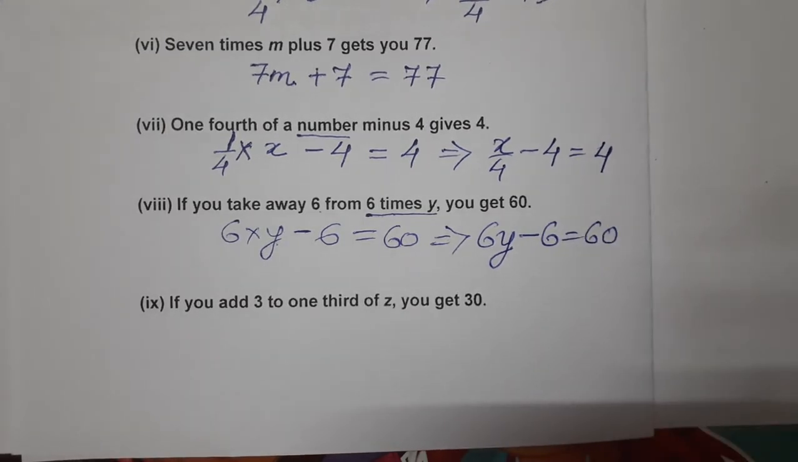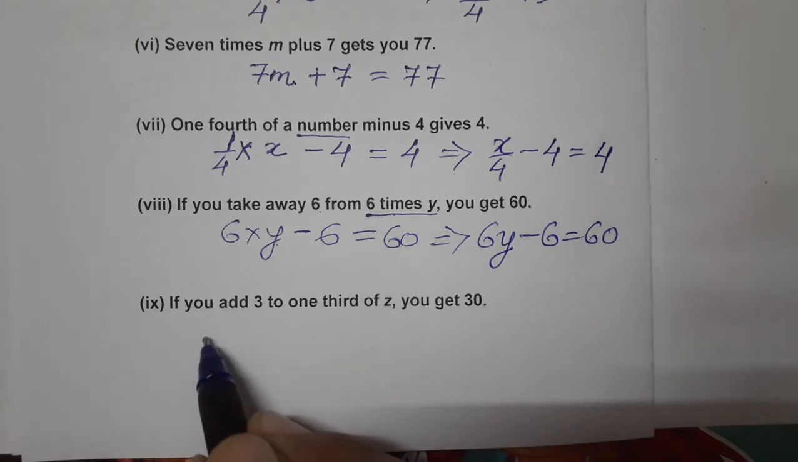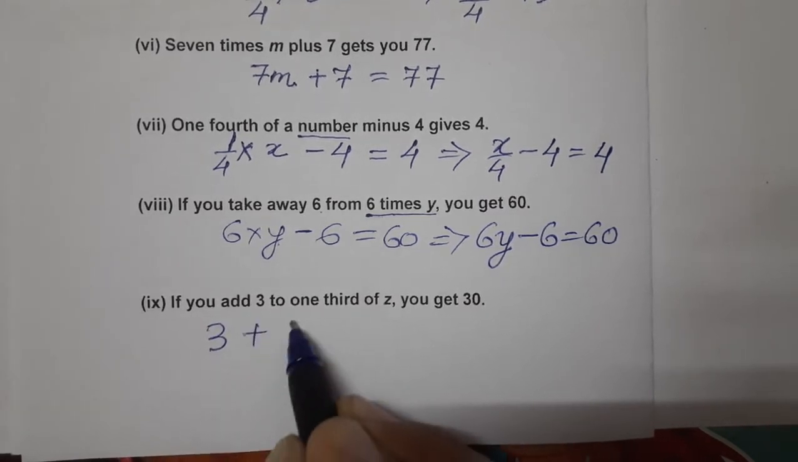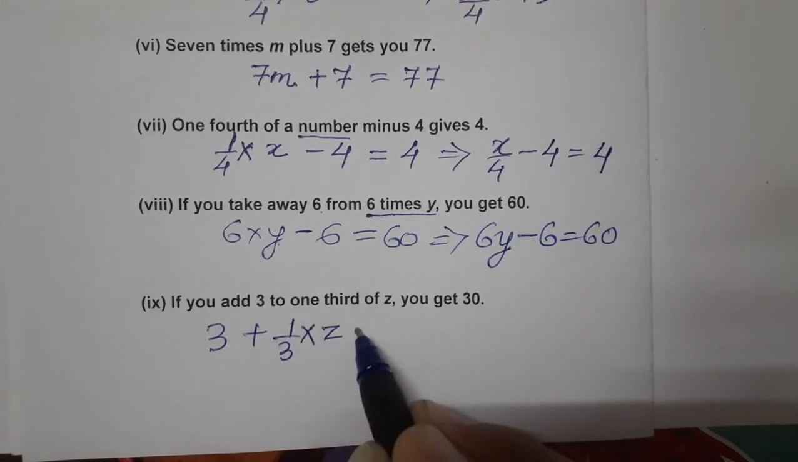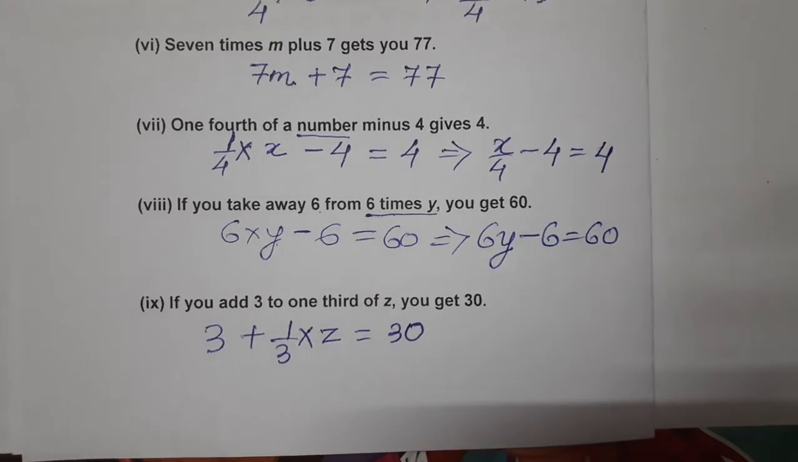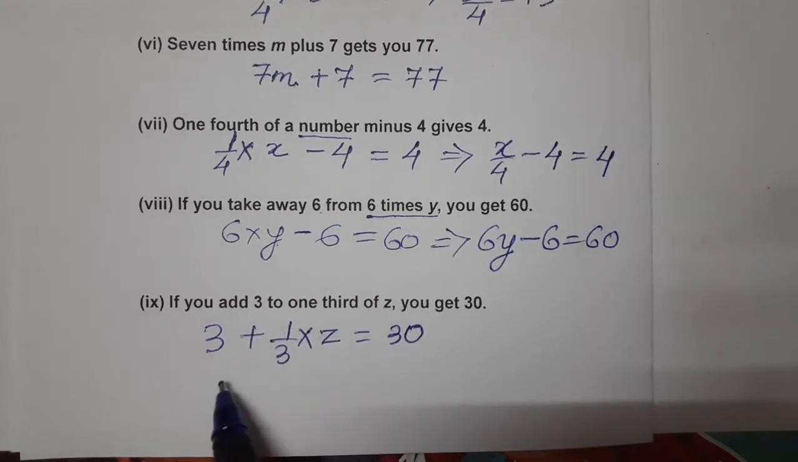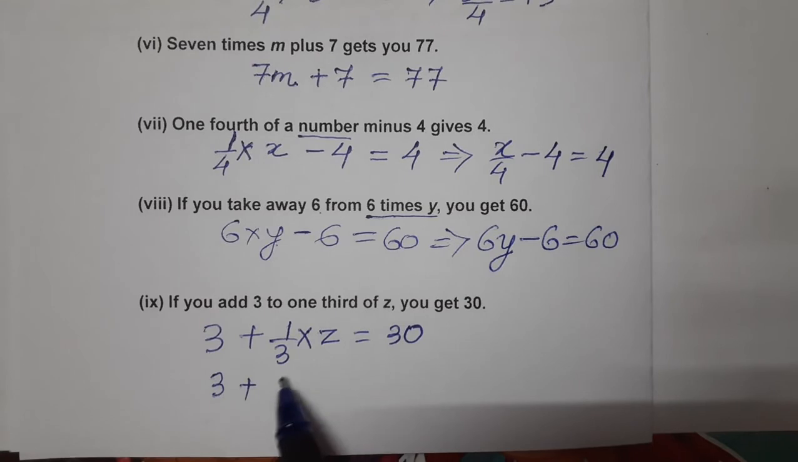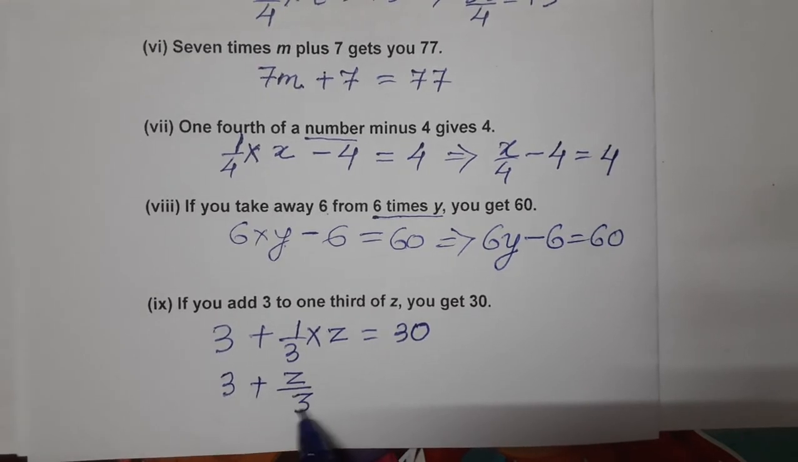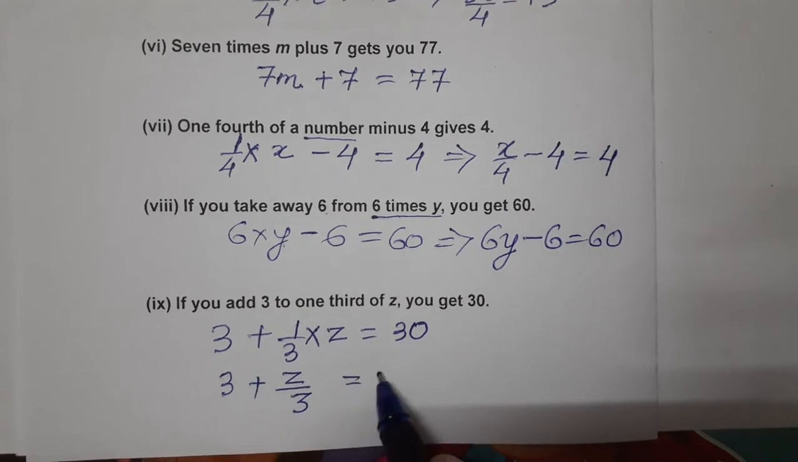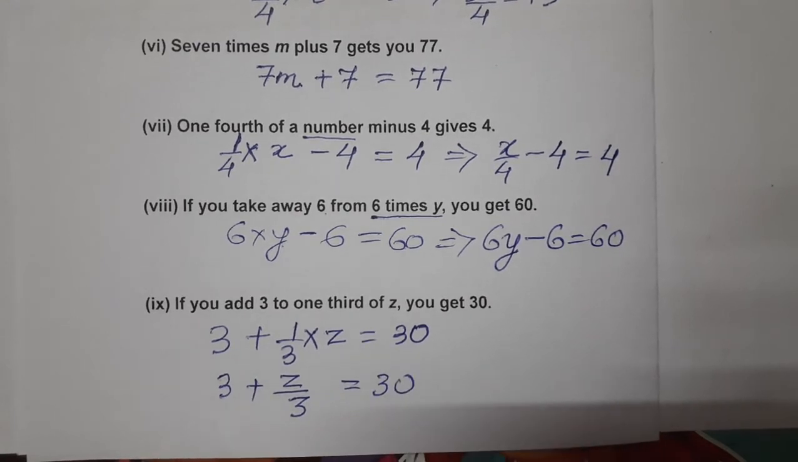And the last one, see. If you add 3 to 1/3 of z. 1/3 of, means multiply, z. You get 30. And this we can write as 3 plus z by 3, 1 into z by 3, equals to 30. So children understood how we can convert statement form to equation.